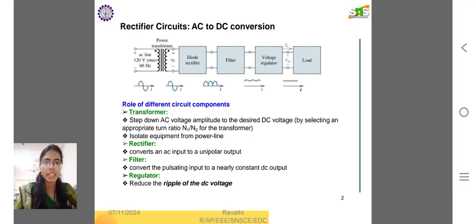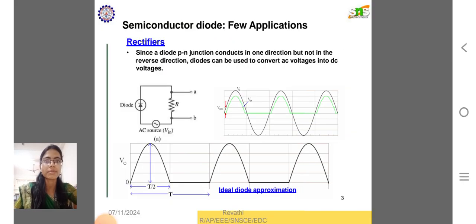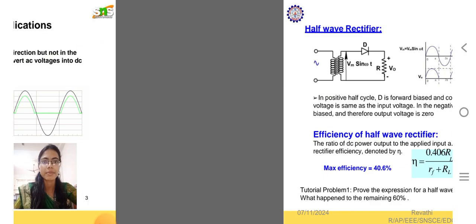The rectifier converts an AC input to a unipolar output. The filter converts the pulsating input to a nearly constant DC output. The regulator reduces the ripple of the DC voltage. In the rectifier, since a diode PN junction conducts in one direction but not in the reverse direction, diodes can be used to convert AC voltages into DC voltages.